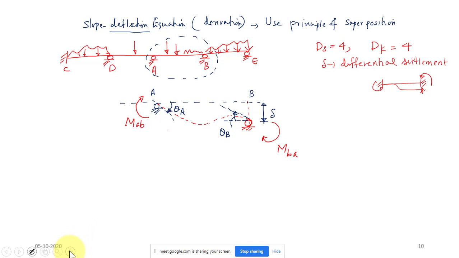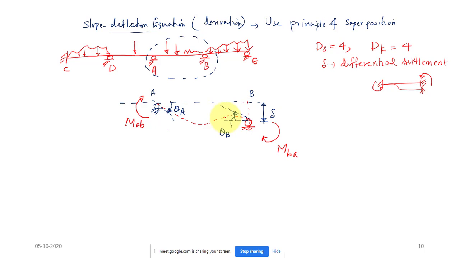If both are displacing the same amount, it will not induce any additional moment. That is the point you have to keep in mind. Both are sinking the same distance; there will be some settlement of the structure, but it will not induce any extra force. So to consider all the effects, I have taken theta A, theta B and delta like this. This is a deformed shape with all displacements: theta A, theta B, and relative displacement of B with respect to A.